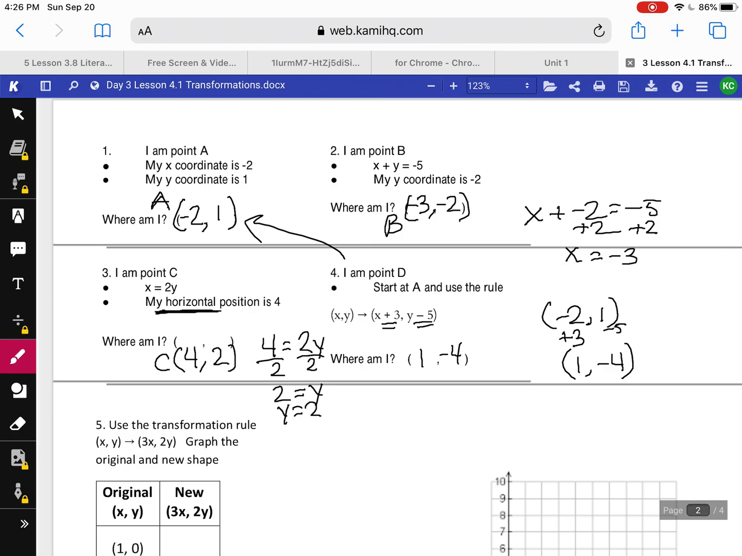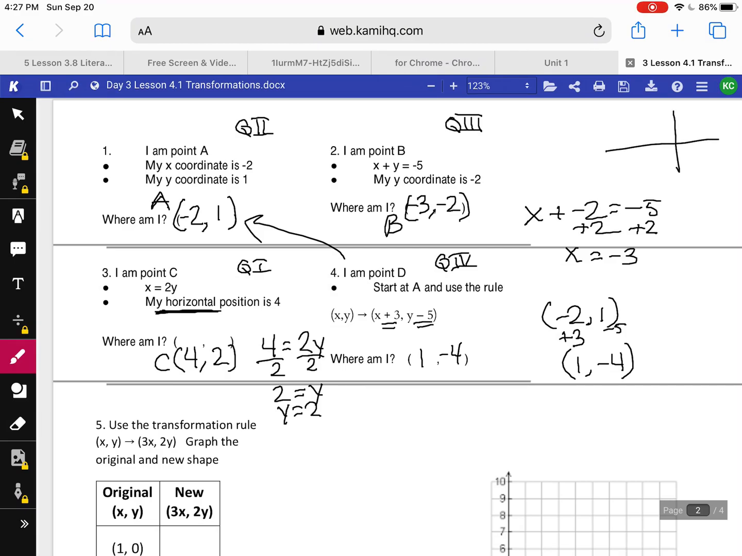Where am I? I am 1, -4. Now, as a quick reminder, what quadrant do all of these points sit in? Number 1 is -2, 1. I'd be sitting in quadrant 2. B, I am negative, so I'm sitting in quadrant 3. Point C, I am positive, I am in quadrant 1. Let's just do my nice Roman numerals. And D, I am 1, -4, I'm sitting in quadrant 4.